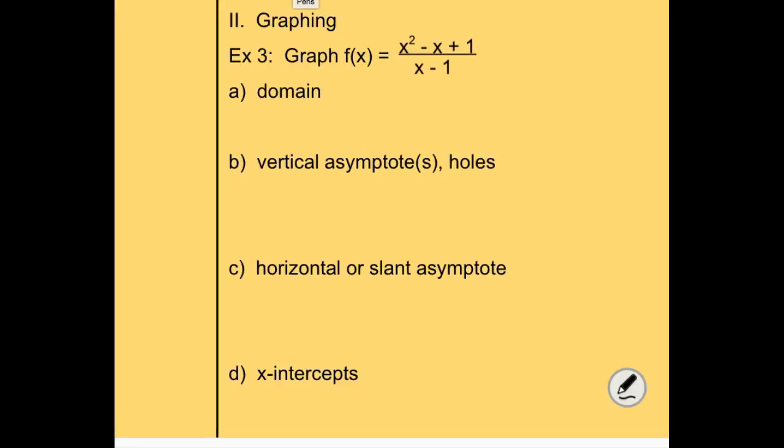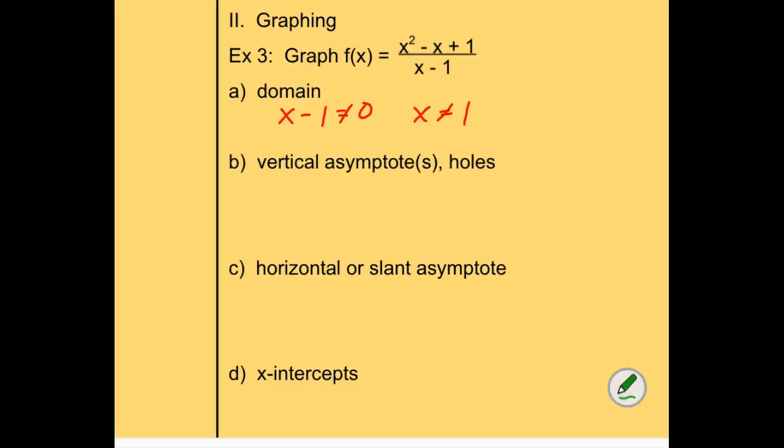Now we're going to put everything all together and graph a function with a slant asymptote. Starting off with domain, a lot of this will be review of what we saw yesterday. Set the denominator not equal to 0 and solve for x. So in this case, our domain is x cannot equal 1.